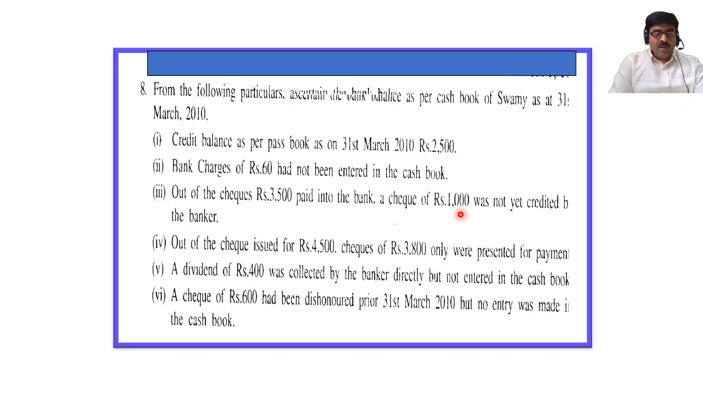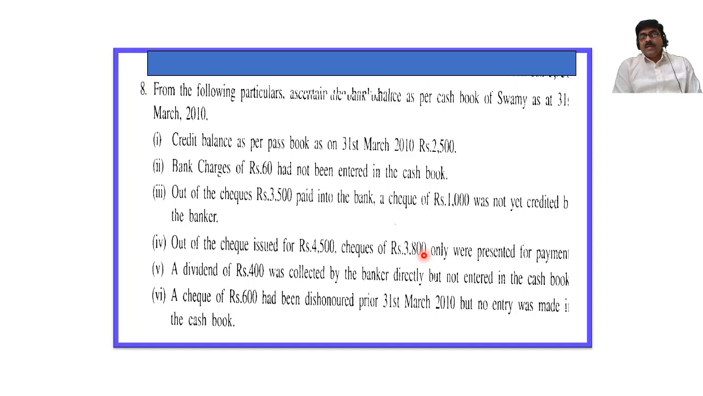So here we have to add this 1000 rupees. Fourth, out of the checks issued, 4500, only 3800 were presented for payment. This is an issued check. 4500 checks issued, 3800 presented, means in the cash book 4500 credited, in the passbook 3800 debited. It means that the difference between the cash book and the passbook is 700 rupees.